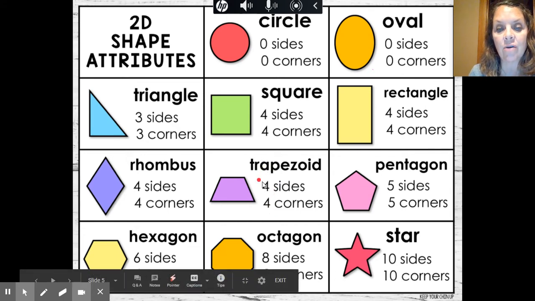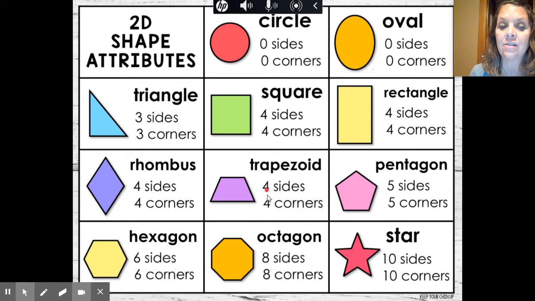Okay. We have a few more to talk about here. The trapezoid also has 4 sides and 4 corners, just like the rhombus, the square, the rectangle. But the trapezoid, the top and the bottom are different sizes. So the top is a little shorter and the bottom is a little longer, but the sides are the same size. Okay? And then a pentagon is 5 sides and 5 corners.